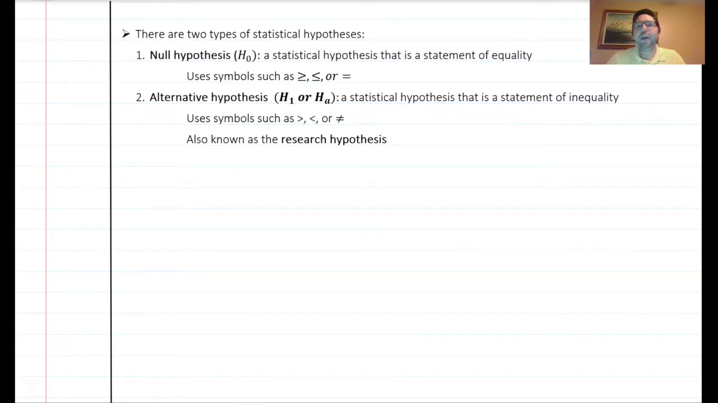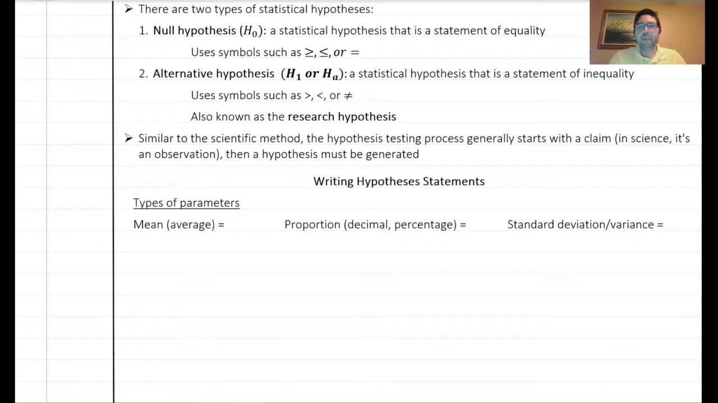The alternative hypothesis is a statement of inequality. For the alternative hypothesis, we use H sub 1 or H sub A. Since it's a statement of inequality, it doesn't have any equal signs, so it's greater than, strictly less than, or not equal to. The alternative hypothesis is also known as the research hypothesis.